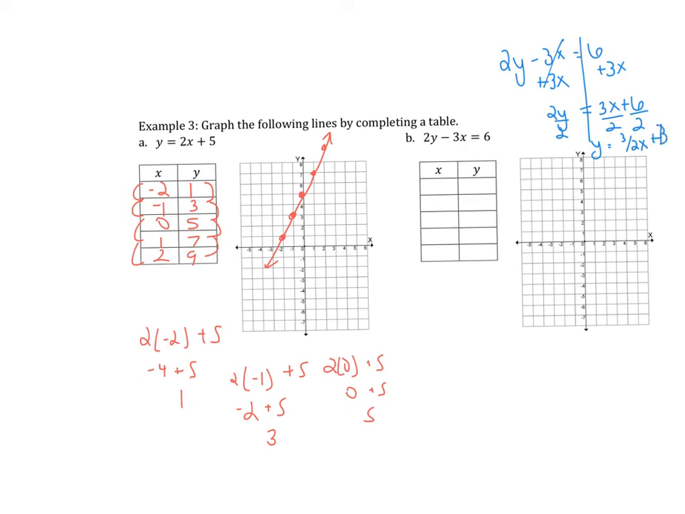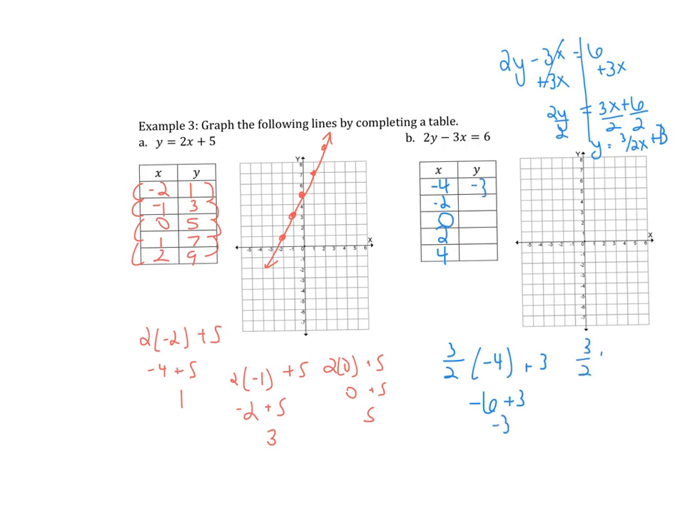Alright, so now we have a fraction in front of x, so we're going to use our multiples of the denominator. So I put my 0 in the middle. I'm looking at 2. So 2, 4, negative 2, negative 4. Let's start plugging in. 3 halves times negative 4 plus 3. 3 halves times negative 4 is negative 6. Plus 3 is negative 3.